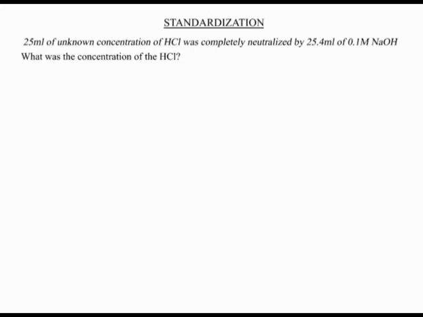25 milliliters of an unknown concentration of hydrochloric acid was completely neutralized by 25.4 milliliters of 0.1 molar sodium hydroxide. Let's find the concentration of the hydrochloric acid. We know the concentration of sodium hydroxide was 0.1 molar. That square bracket means concentration in chemistry. This means that 0.1 moles are in 1,000 milliliters, but we use 25.4 milliliters. How many moles are in there?